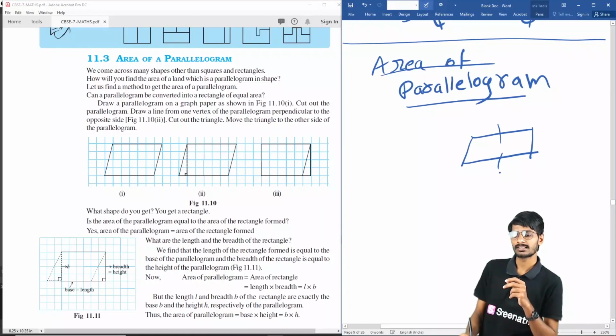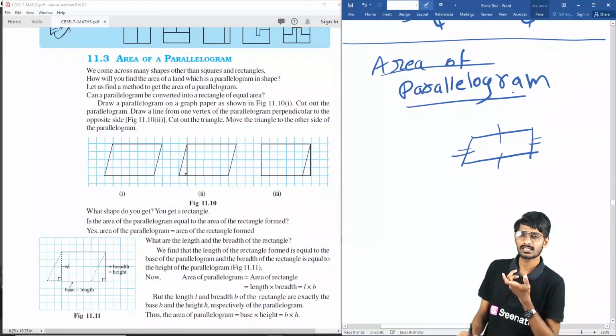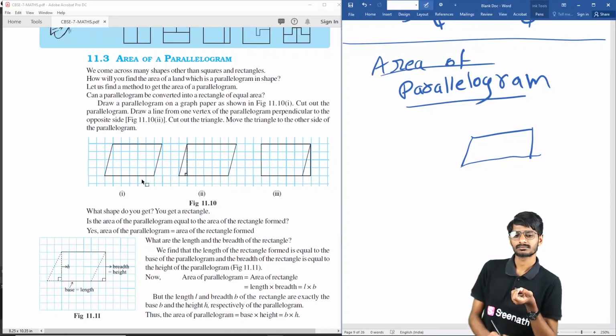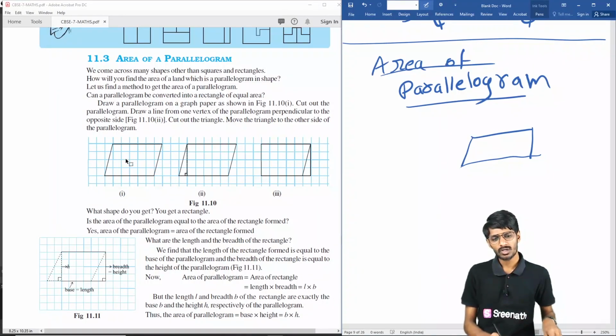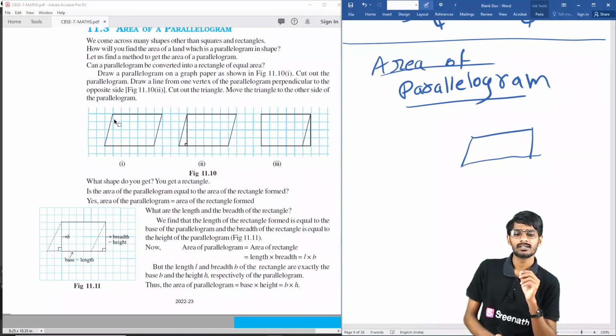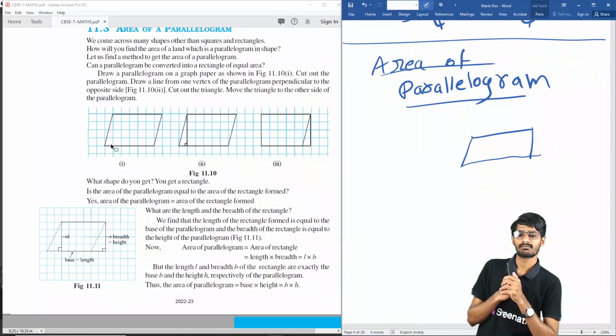Opposite sides are parallel. This side and this side are parallel, and this side and this side are parallel. That is the parallelogram concept: opposite sides are parallel in a parallelogram. If you place it on a graph paper, what is the area of this parallelogram? The trick is to count how many squares it is occupying.